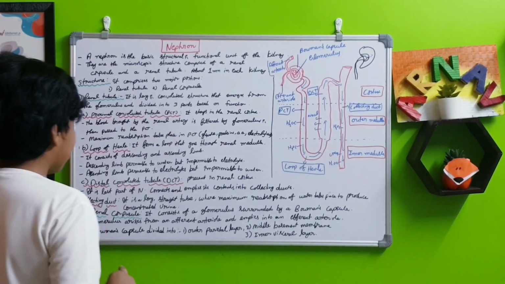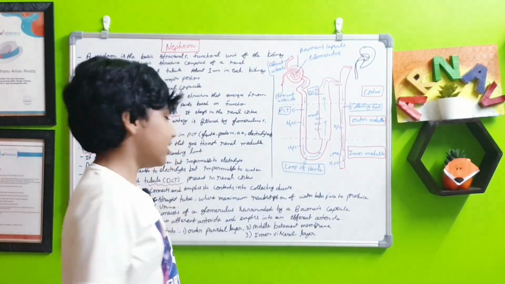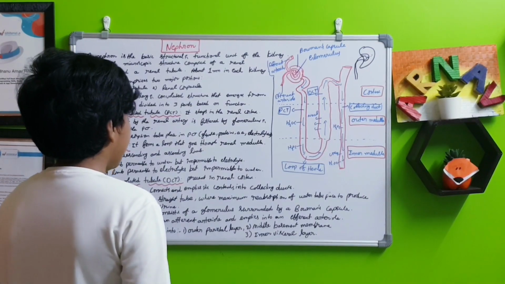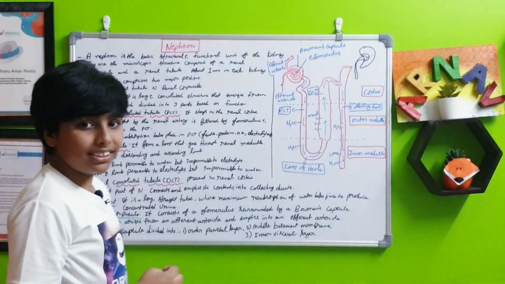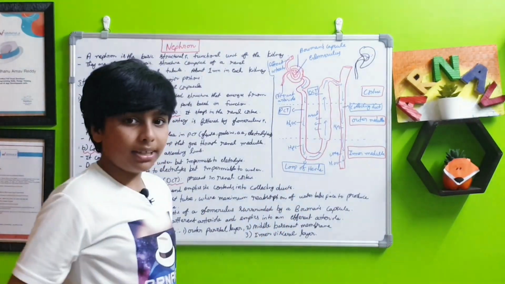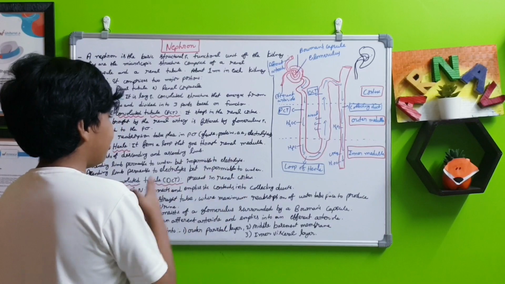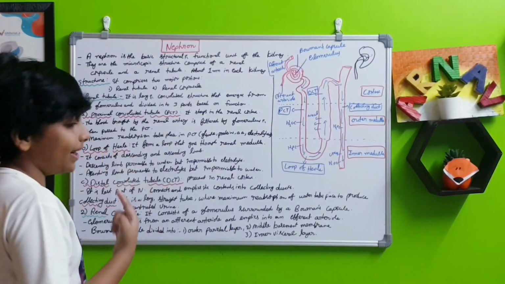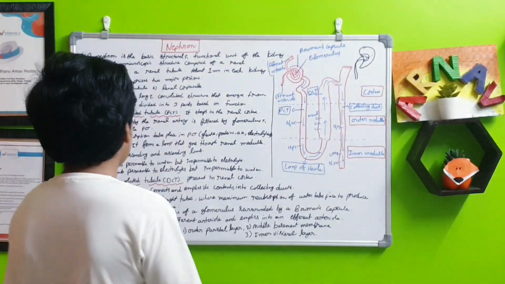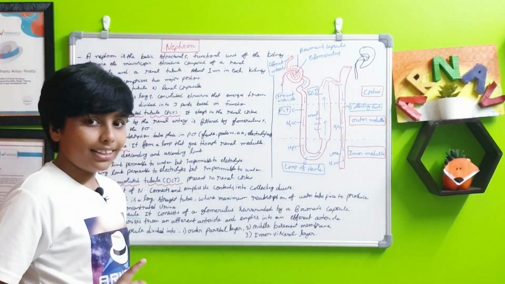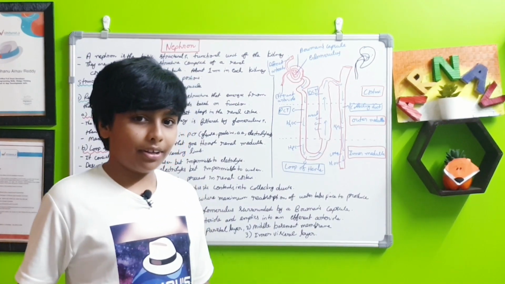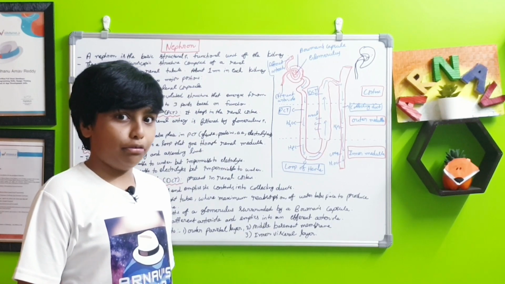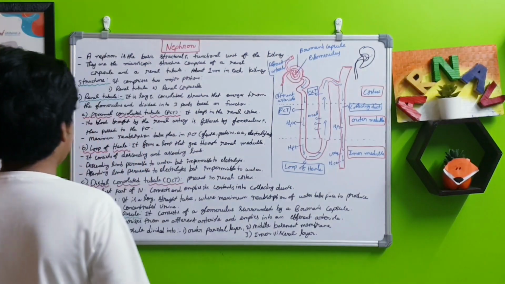These ascending and descending parts have different uses. First, the descending limb is permeable to water but impermeable to electrolytes. Here permeable means that the thing can go out and go into the bloodstream again. So water can go out while electrolytes stay here. For the ascending limb, it is completely vice versa. Electrolytes are permeable and can leave, and water is trapped inside the walls of the nephron. And this is the loop of Henle.